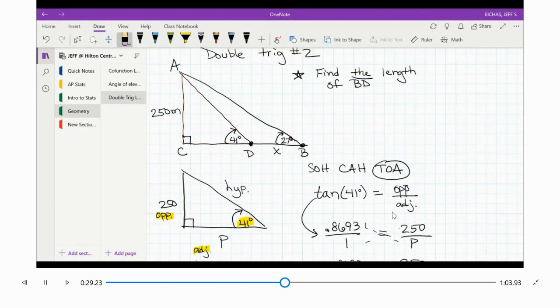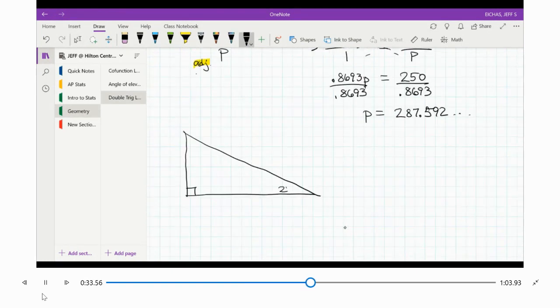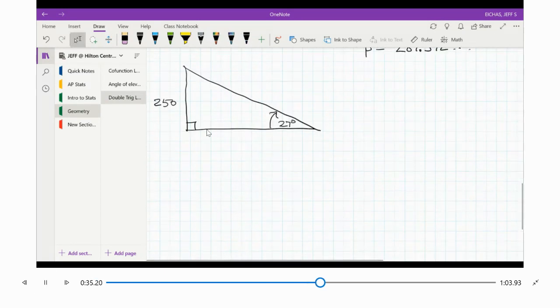Okay, so right there. So that was for the smaller triangle. Now it's switching over to the longer triangle. Okay, so we still got the 250. Now it's the 27-degree acute angle. And we're going to call that other side that we're missing, we're going to call this side W. And that's what we're going to be solving for.